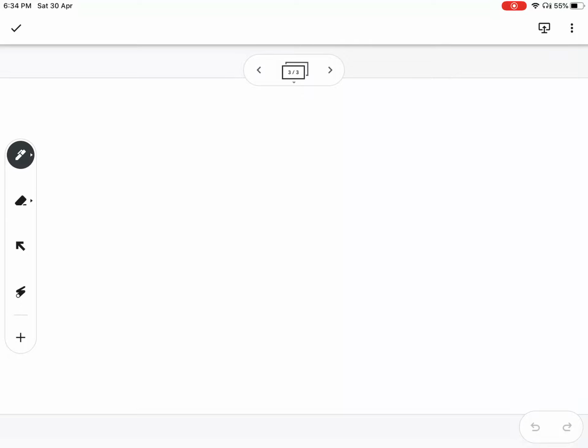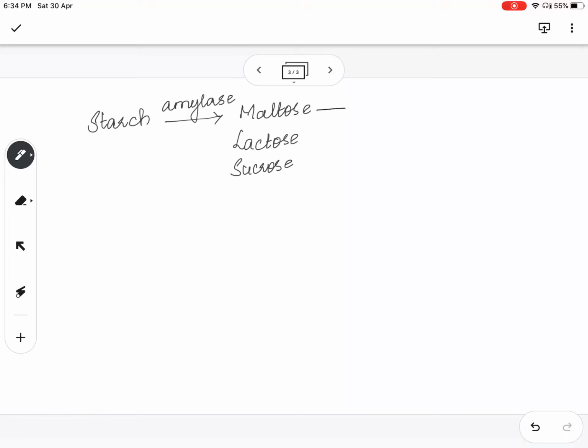If I have to write it down in the form of a reaction, starch is going to get broken down using the enzyme amylase in the buccal cavity region. Initially, 30% of starch is going to get broken down with the help of the enzyme salivary amylase, alpha amylase, also known as ptyalin. Then in the small intestine region it is going to break down into maltose, lactose, and sucrose. Now these products are broken down using certain enzymes.